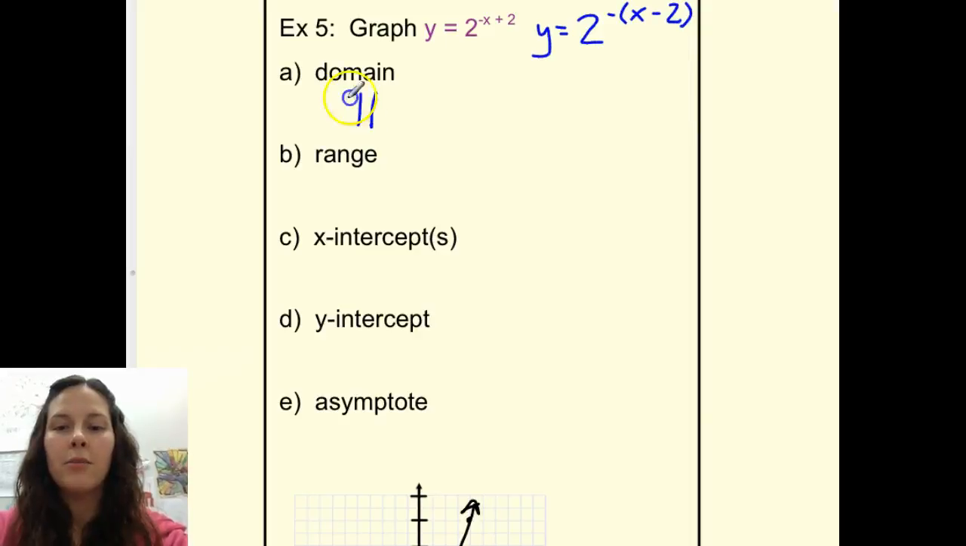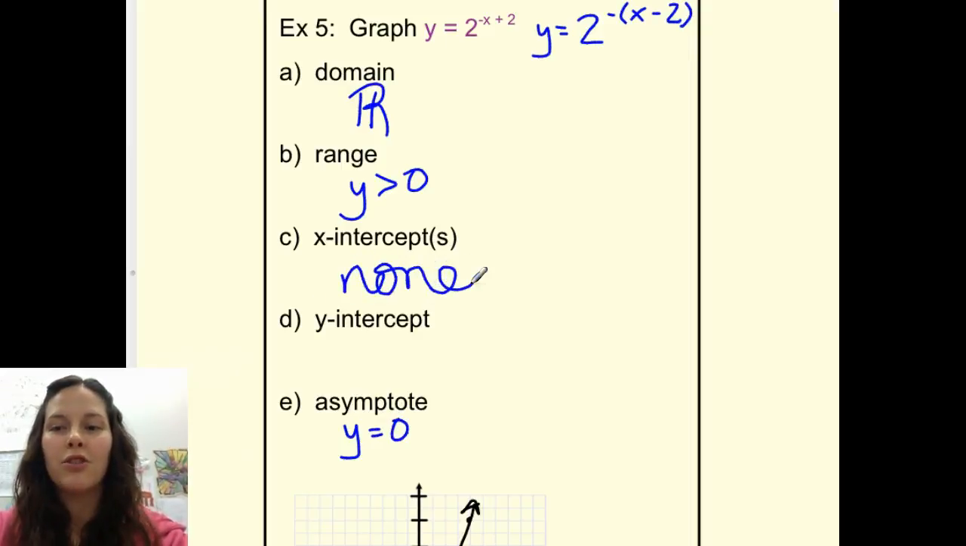Domain, all real numbers. Range, it was a horizontal reflection and a horizontal shift, so that does not change our range. Y is greater than 0. And our asymptote is y equals 0. We still have no x-intercepts because that asymptote didn't change.